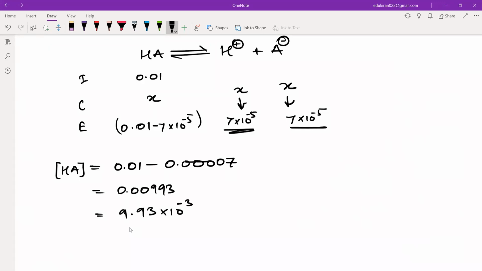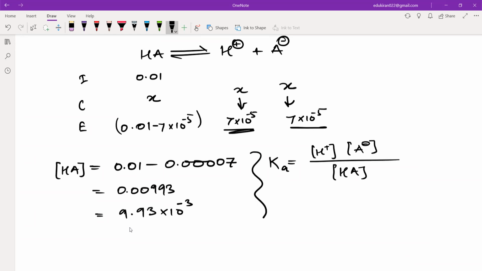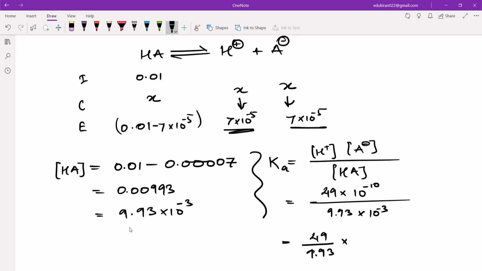Now you can calculate the Ka, which will be equal to, 7 sevens are 49, H plus into A negative, 7 sevens are 49 into 10 to the power minus 5 into 10 to the power minus 5, which is 10 to the power minus 10, divided by 9.93 into 10 to the power minus 3. This will be equal to 49 upon 9.93 into 10 to the power minus 7.